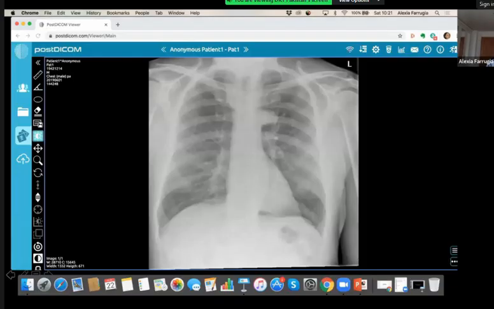Okay, can you see the chest X-ray? Yes, I can. Okay, so just tell me what you see. So, frontal chest radiograph of an adult patient.